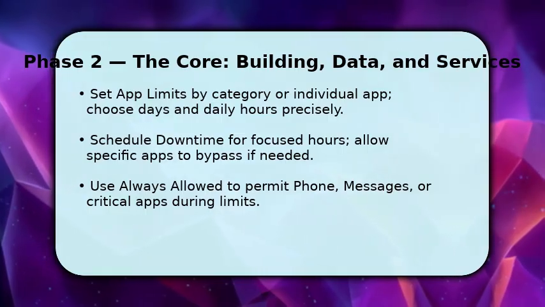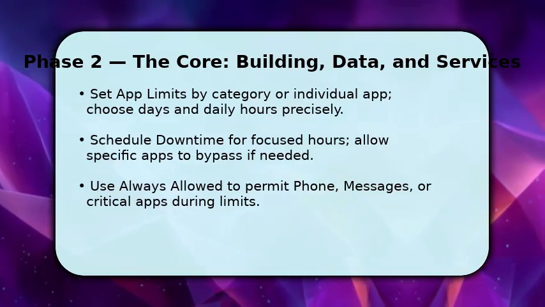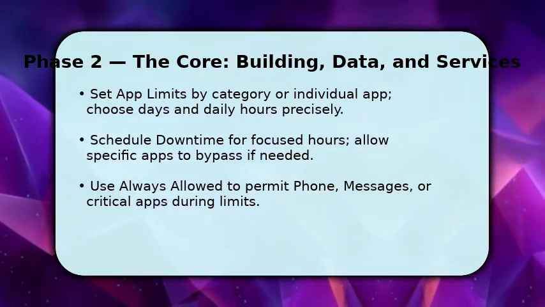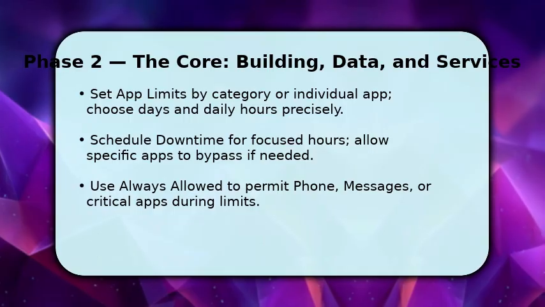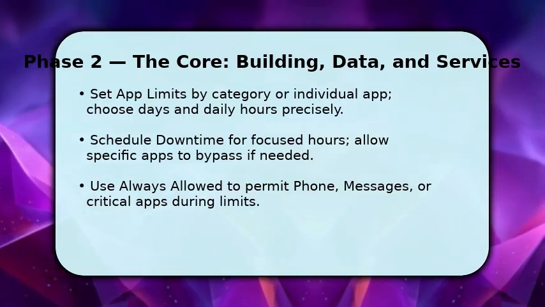Only allowed apps and calls pass through. Use always allowed sparingly. Add phone and messages if you need essentials. Once done, these rules enforce behavior automatically, so you don't have to decide in the moment. That's why precision matters here.